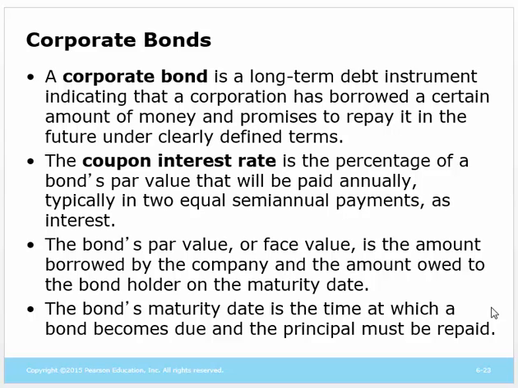The coupon interest rate is the interest rate that's paid annually. Sometimes annually itself, sometimes it's paid semi-annually. The par value is the principal of the loan. It's the face amount. For a corporate debt, it's always $1,000. And of course there's a maturity date, when the bond matures.